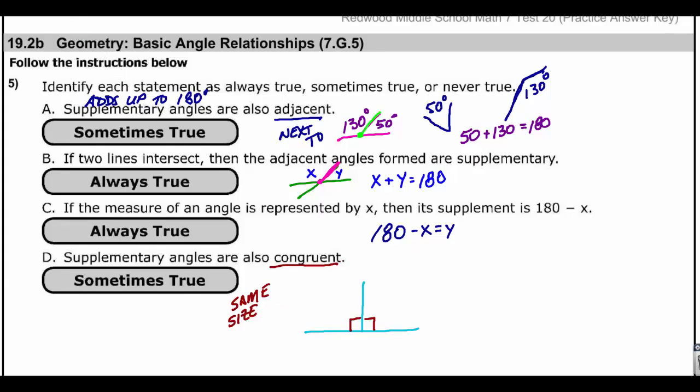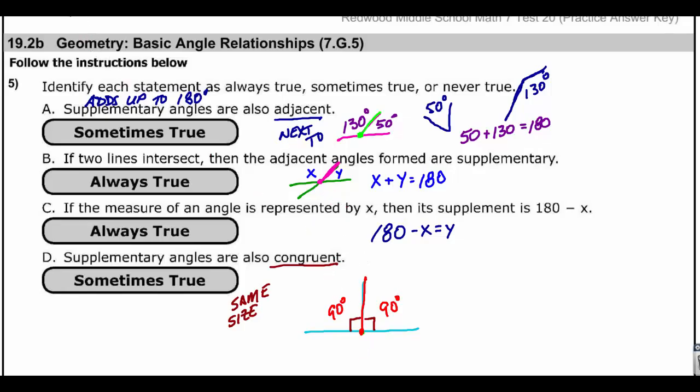For supplementary angles, here are two angles. They total 180. They share a vertex right there. Let me pick up a different color, easier to see. They share a vertex. They share a side. They are the same size because they're both 90 degrees. So those would be congruent.